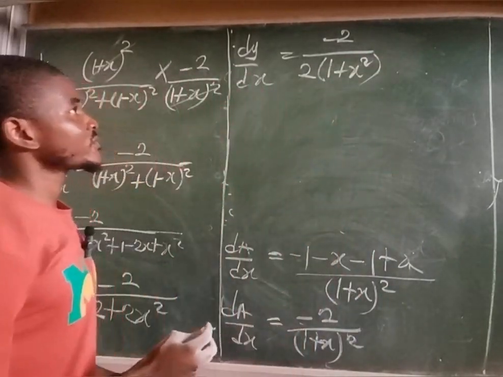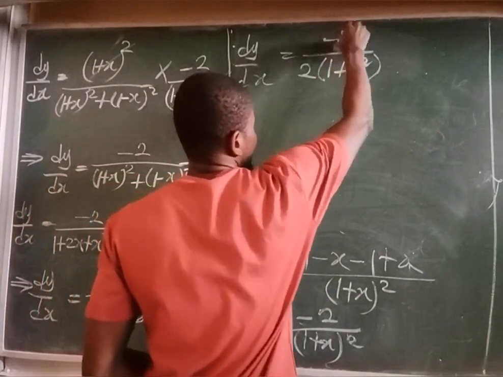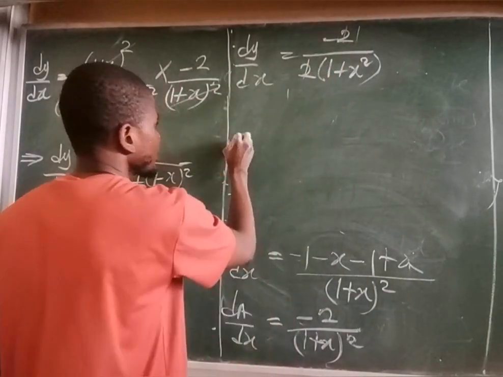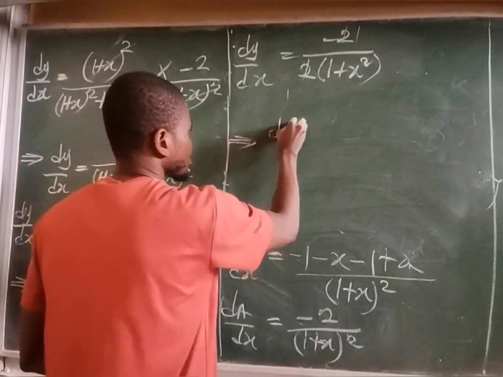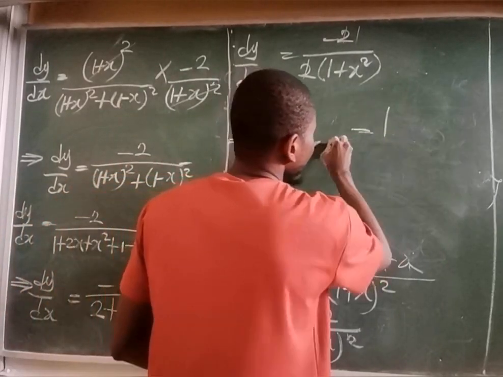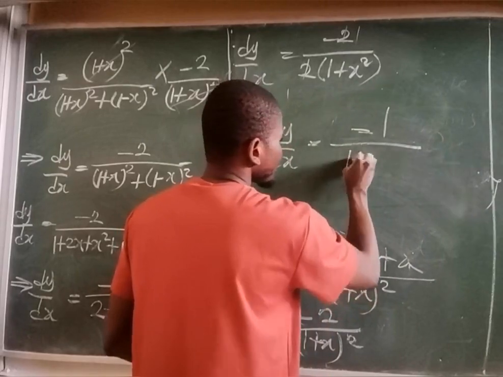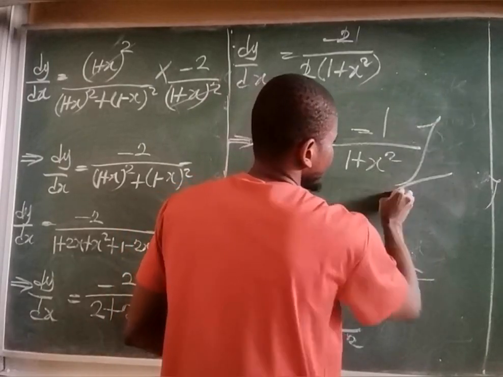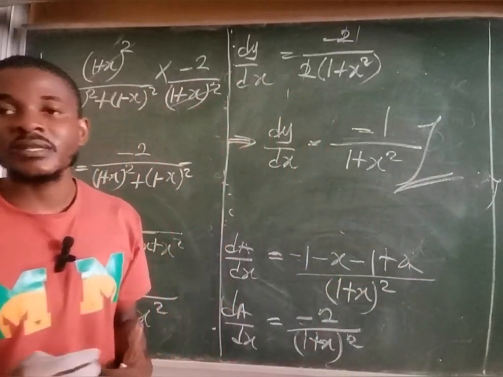Okay, so we have this. So from here, 2 goes here is 1, 2 goes here is 1. It's off. This actually implies that dy/dx is actually minus 1 all over (1 plus x squared). And that becomes the answer to that derivative.